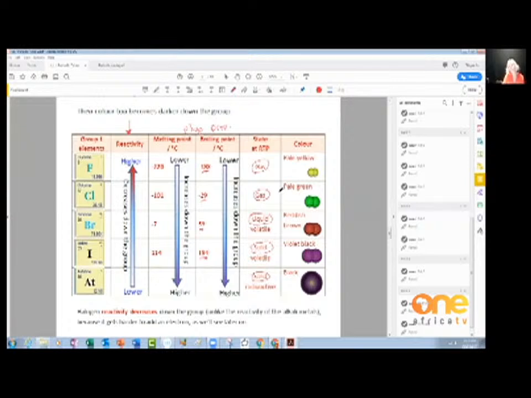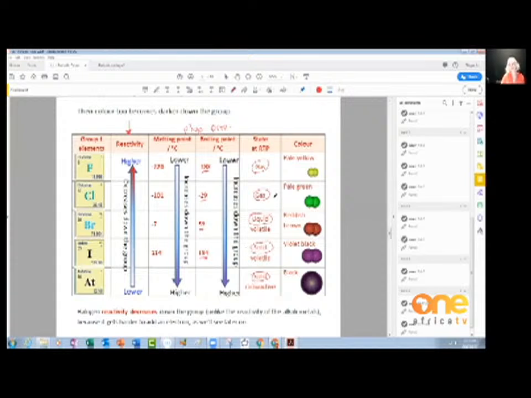So another important aspect that we see here is that in this group of the halogens, we meet all the 3 states. Some of them are gases. There is one liquid and the other is a solid down the group. And we also see as we go down the group, the state changes from gases to liquids to solid.